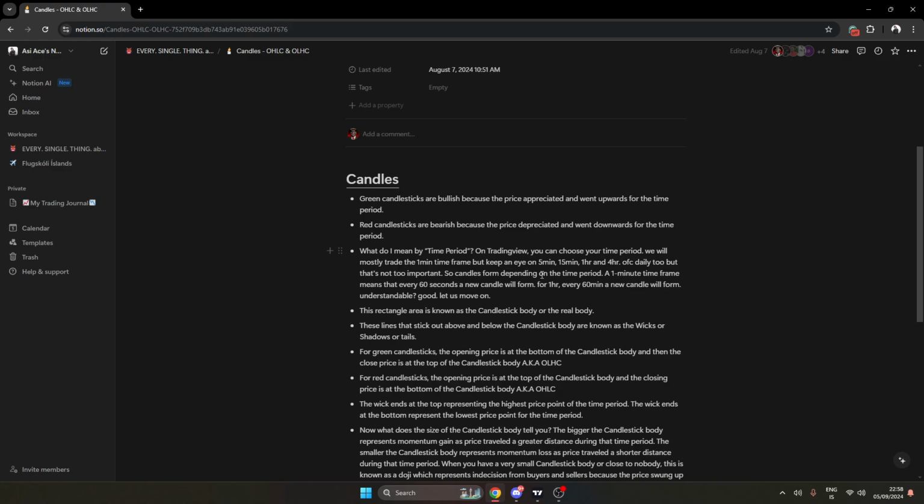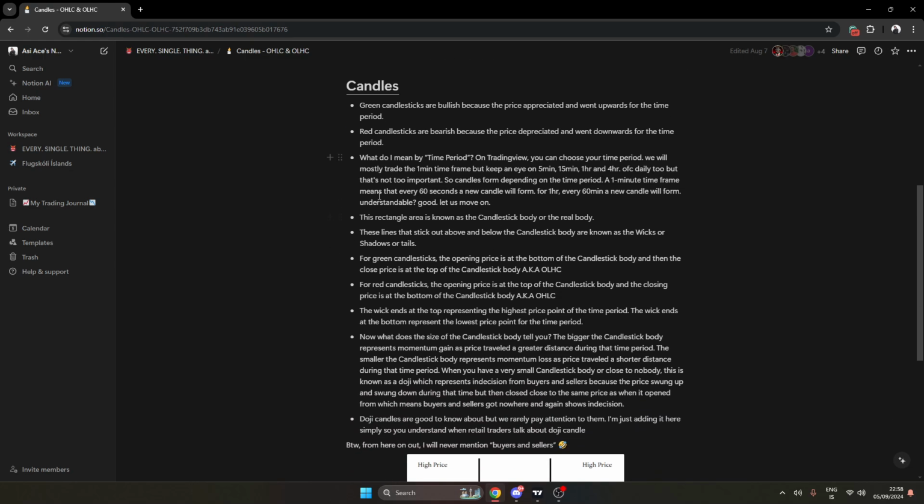So candles form depending on the time period. A 1 minute time frame means that every 60 seconds, a new candle will form. For every hour, every 60 minutes, a new candle will form. Understandable? Good. Let's move on.